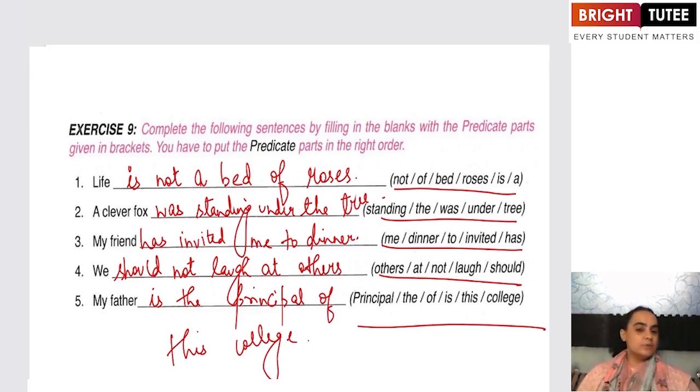With this we come to the end of this chapter. We've discussed what is a sentence, the types of sentences, subject and predicate, how to identify the subject in declarative, interrogative, exclamatory as well as imperative sentences, and also learnt the difference between an object and a complement. So I hope the chapter was clear to you.